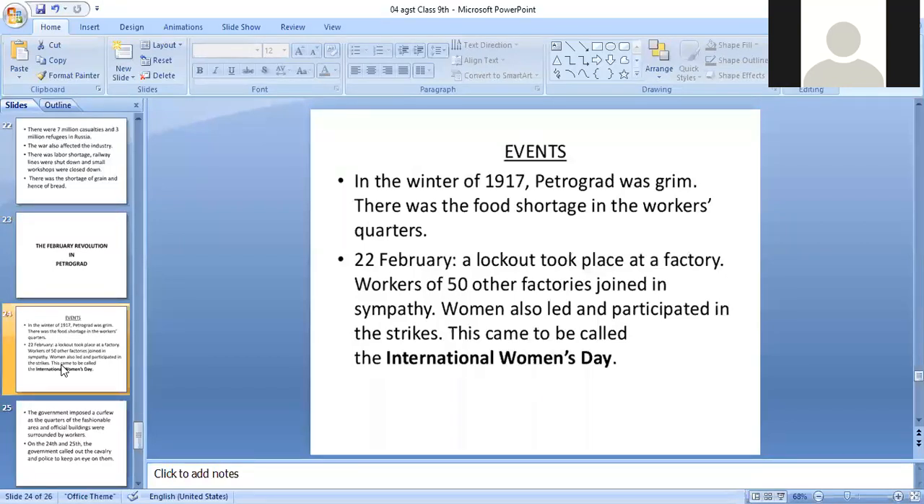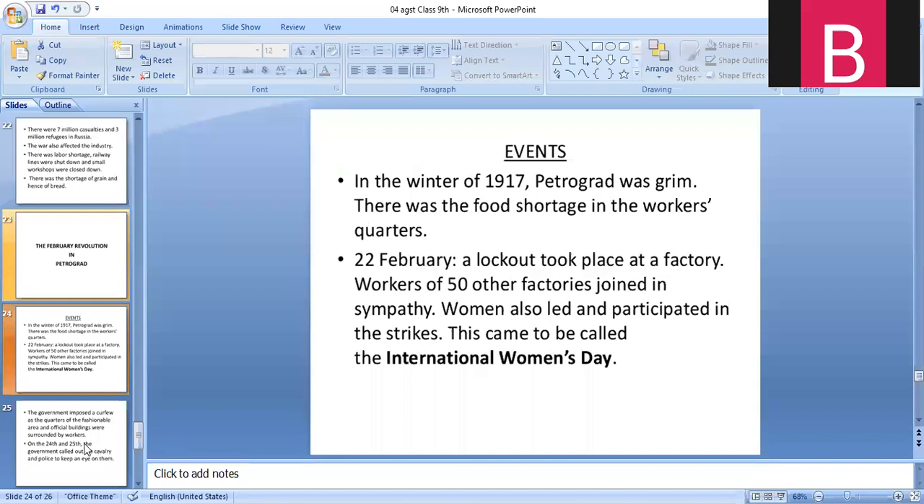Parliamentarians, that means the members of parliament, wishing to preserve elected government, were opposed to the Tsar's desire to dissolve the Duma. So, in the protest on the 22nd February, a lockout took place at a factory. In the protest the next day, workers in 50 factories called a strike in sympathy. Women also led the way to strikes, and this is known as International Women's Day.